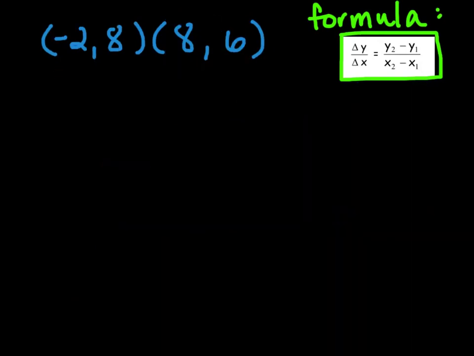All right, let's try this one. So again, we're given 2 points. We have in each of them an x and a y. I'll go ahead and label the first one x1, y1, and the second one x2 and y2.